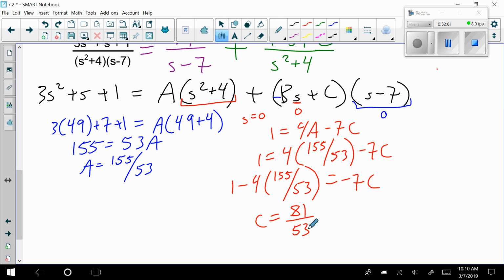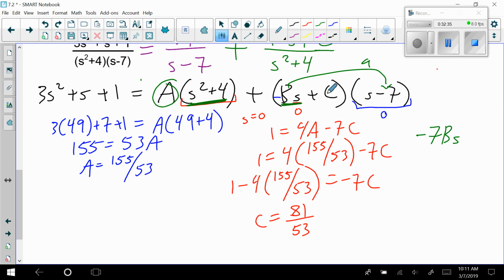Okay, so I have my A, I have my C. Now the only thing left I need to find is my B, right? And if I want to find the B, well, I know for sure that this A doesn't contain any S's. There's no S's in here, right? The B has an S squared, but it also has just a regular old S, right? That'd be a negative 7 BS.